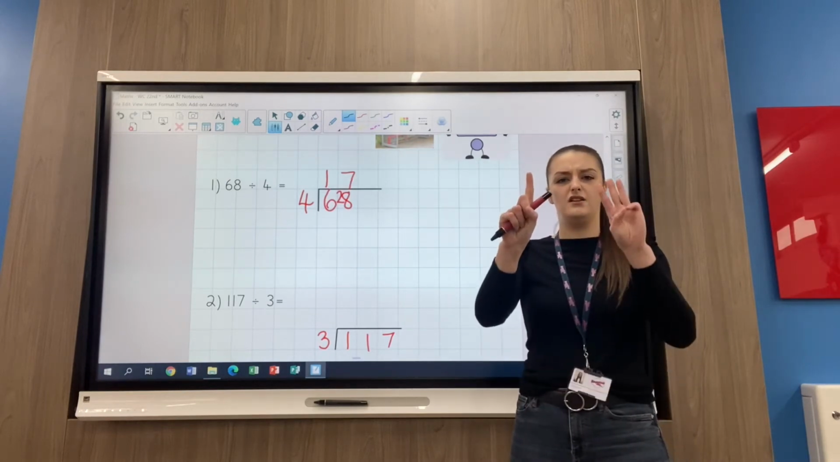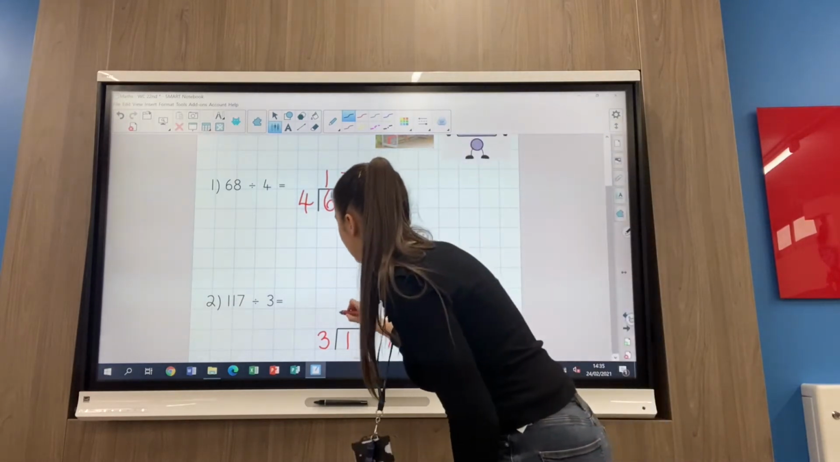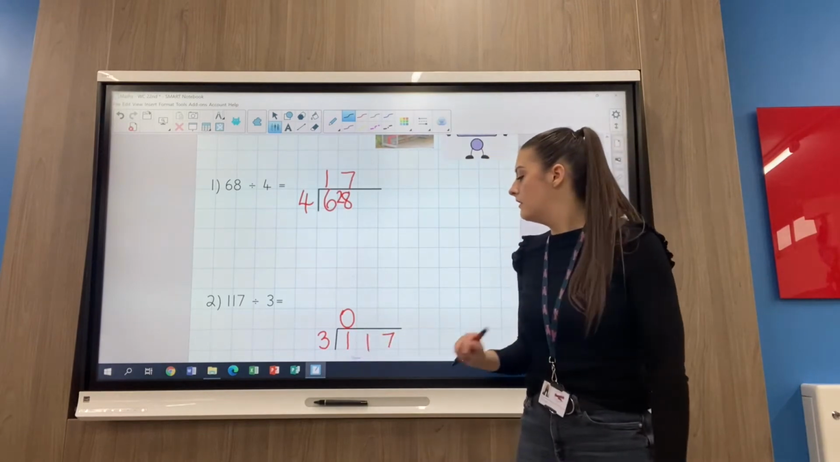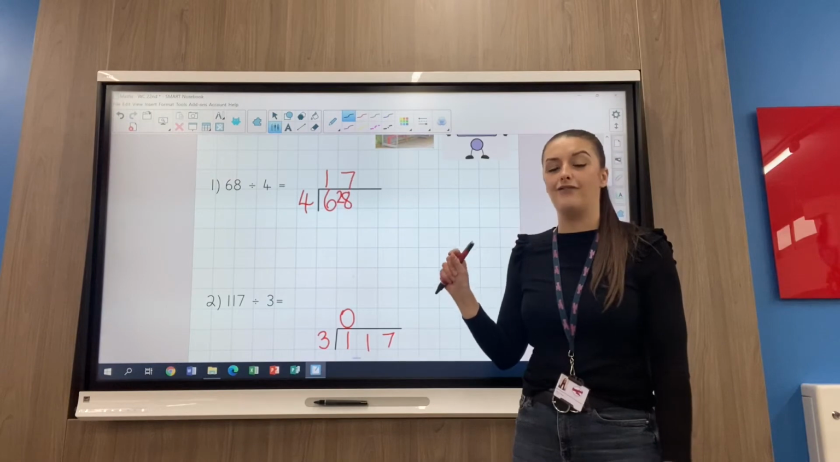Got the number 1. I can't fit a 3 in the number 1, so I'm going to record at the top that that's 0. I can't fit a number 3 into the number 1. But I've still got that 1 left over. So what do we do with the numbers that we have left over?